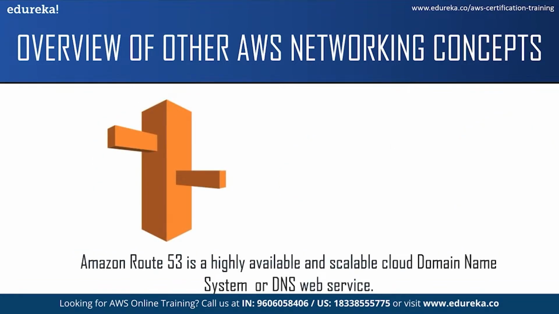Amazon Route 53 is a highly available and scalable cloud domain name system or DNS web service. It is designed to give developers and businesses a reliable and cost-effective way to route end users to internet applications by translating names into numerical IP addresses. This can be used for computers to connect to each other.